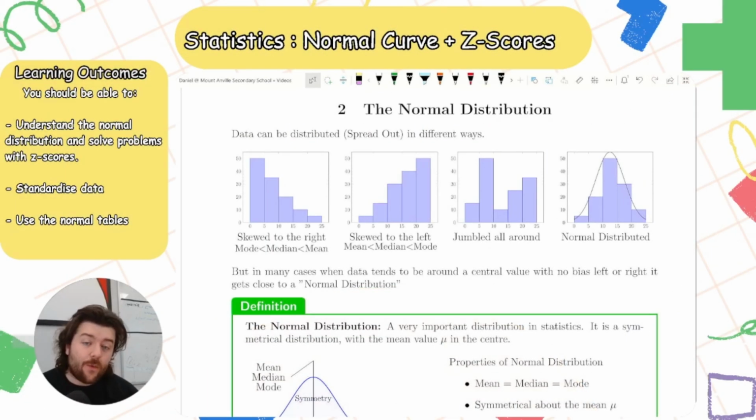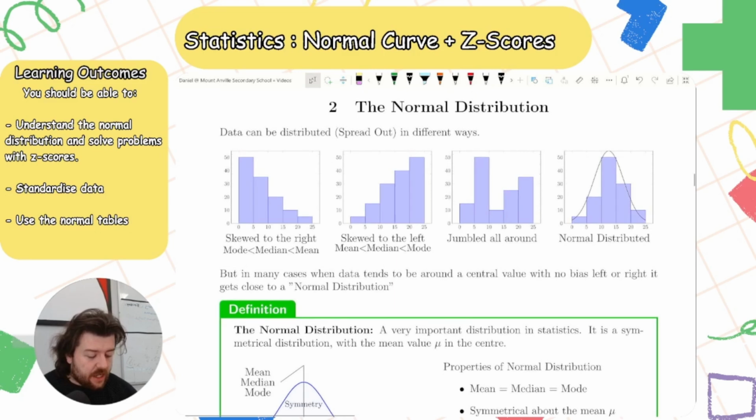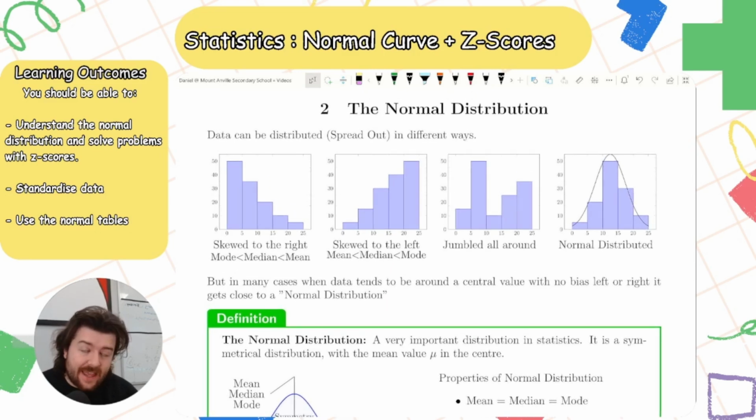Hi everybody. Okay, so in this video we are looking at the normal curve and the standard normal curve and z-scores. So we should be familiar with the normal distribution at this stage. The normal distribution is a very infamous distribution in statistics.